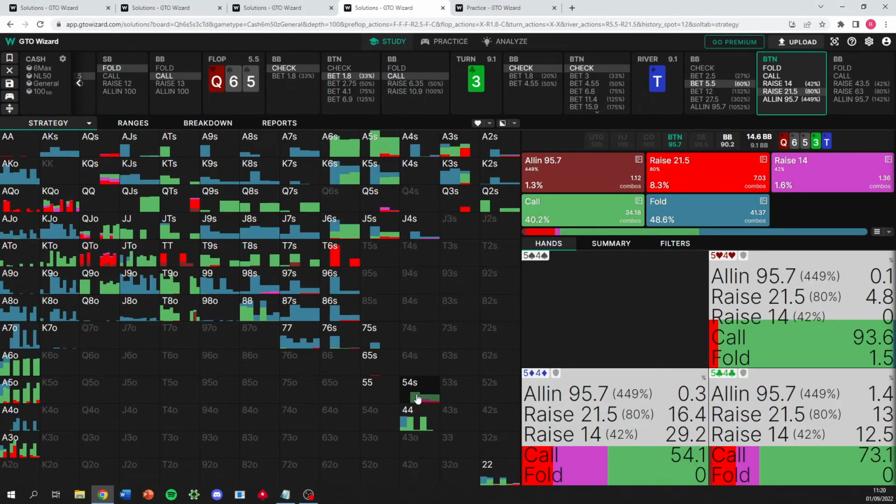Same goes for a hand like 5-4 here, right? Preferably not having the heart. The heart blocks maybe some Ace 4 of hearts that he could have called on the flop, while when we have diamonds or clubs, we have a bit of a better bluff raise.